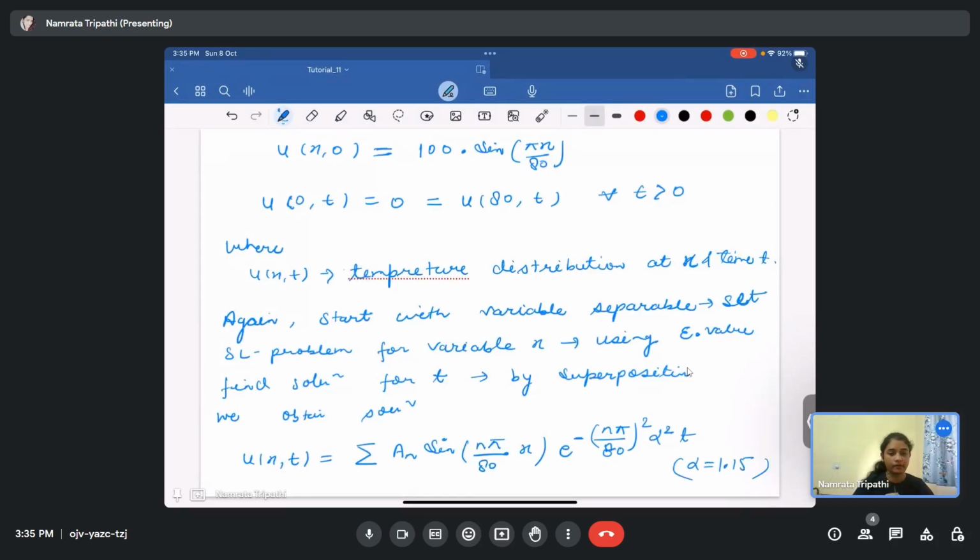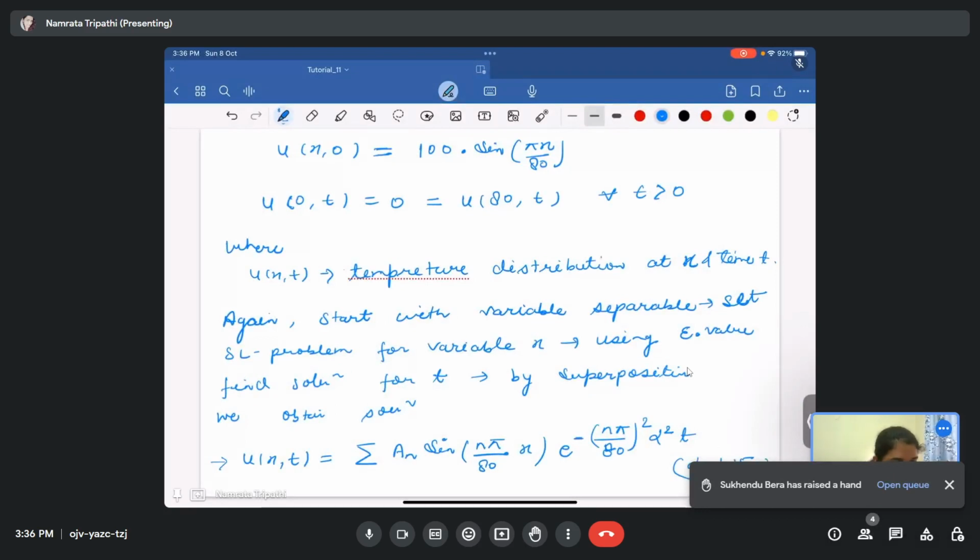Fine. Is there any doubt till now? Is there any doubt in problem formulation, and is there any doubt in solution? You can ask. Now what we have to do, we can use initial condition and we can find the value of a_n. First of all, we have to find the value of a_n.